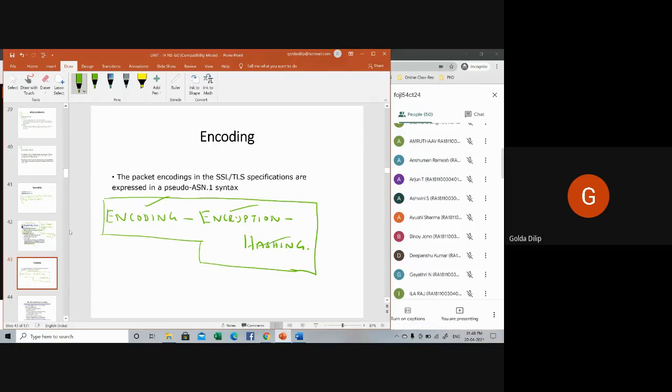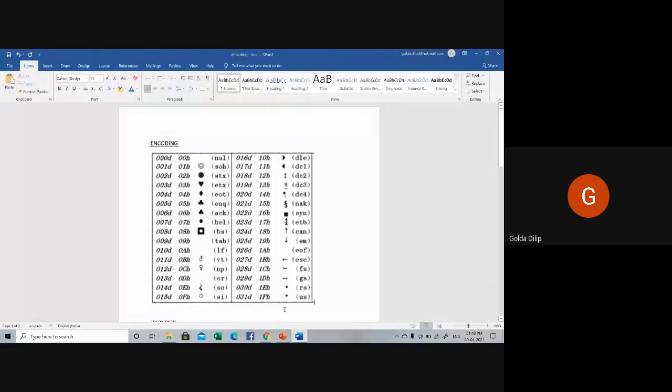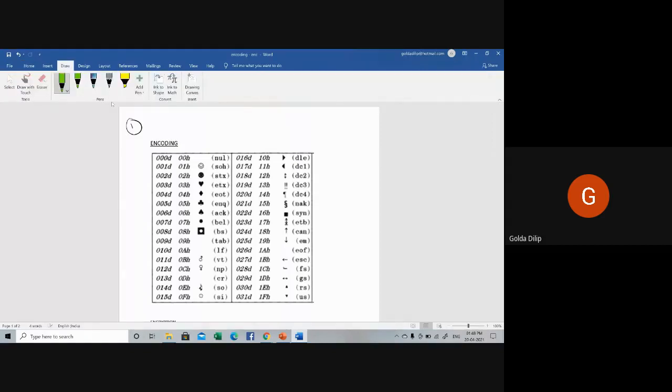I think people are all sleeping. I'll just show you what is encoding. First, we'll see what is encoding. You can see here an example for an encoding.